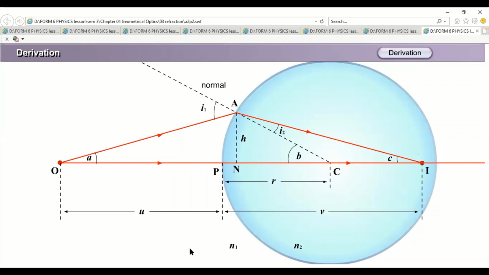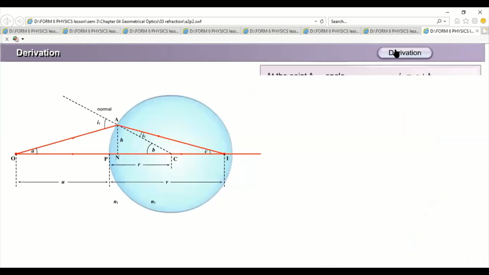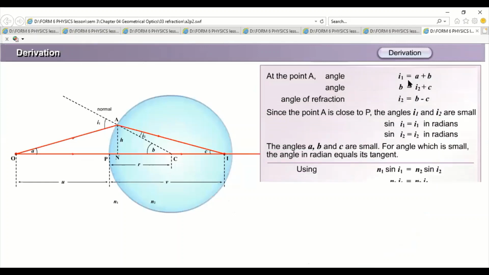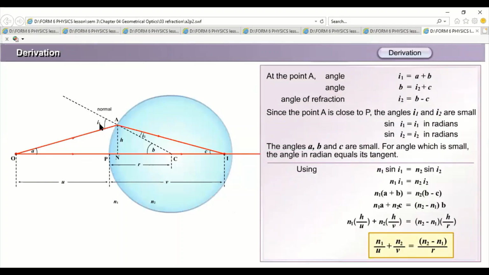So that means that we have two media, N1 and N2. We have the object distance, the image distance, and the radius of curvature of the curved surface. We can notice that I1 is equal to A plus B, and B is equal to I2 plus C. As a result, I2 equals B minus C.